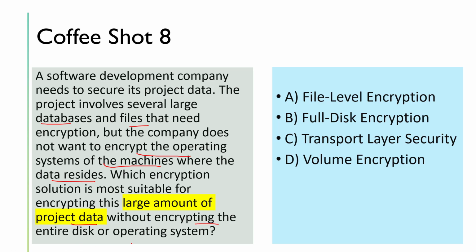So definitely disk level encryption is gone. Option A, file level, cannot meet the requirement because they want to encrypt a large amount of data. Full disk is the opposite. Transport layer is used for data in transit. The only option is encrypting a particular volume, which can serve this task. And that is the reason the answer is volume level encryption, because in a volume level, we can encrypt the entire volume which has all the data. Let's move to the next question.